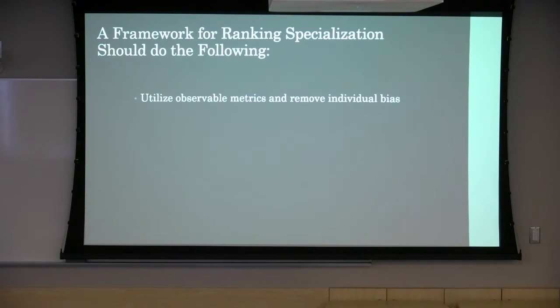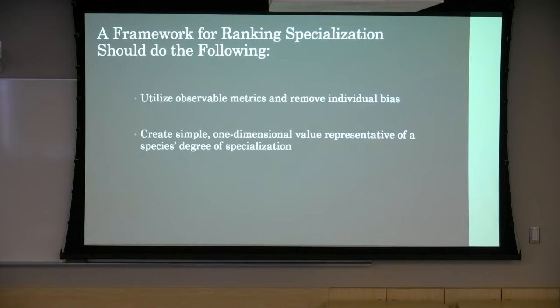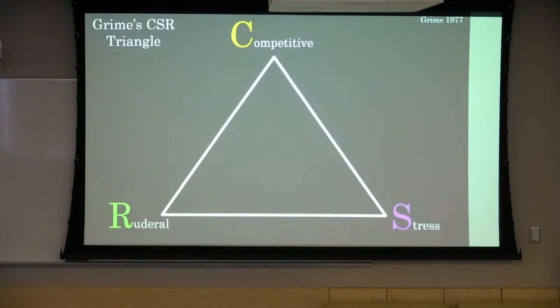So we know we want to make a framework. What do we want it to do? In a nutshell, we want it to use observable real-world metrics because we don't want it to be biased. We want it to make a simple, one-dimensional final output that we can use to look at other studies or other species. And we want it to make biological context clear. Because again, we want to remove ambiguity surrounding these designations. Because sometimes a species that's specialized compared to other species near it isn't a specialist when you look at the bigger picture. So we want to know what biological level we're considering when we make these rankings.